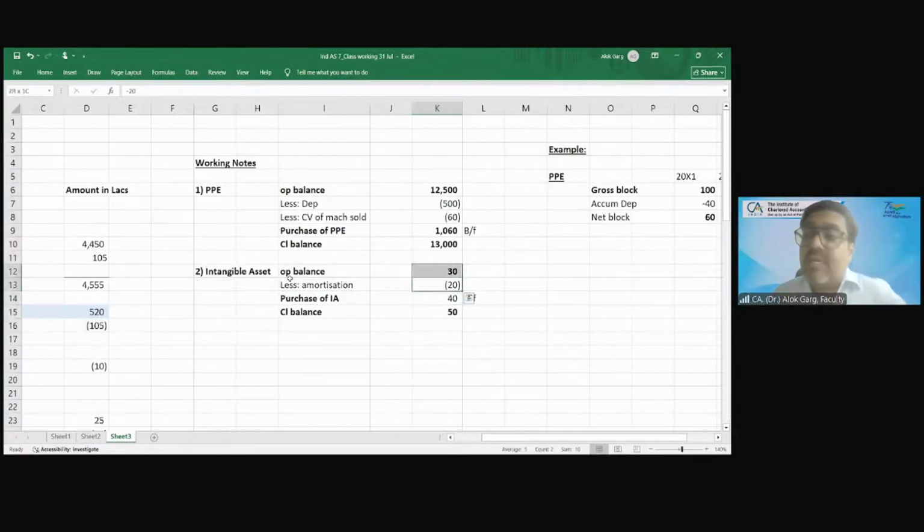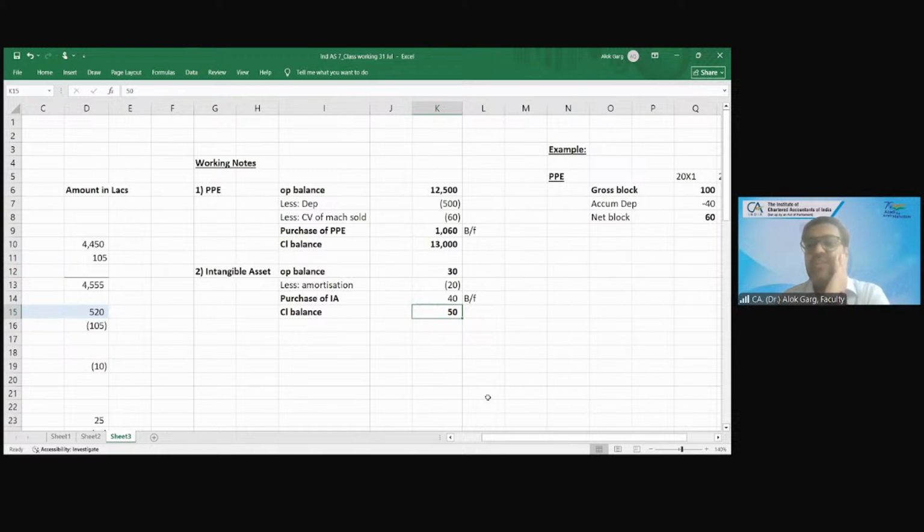So what would have been the closing balance if only opening balance and amortization were there? It should be 10. Yes. Your opening balance was 30, 20 got amortized, so how much should remain? 10. But how much is left? 50. So what does it mean?